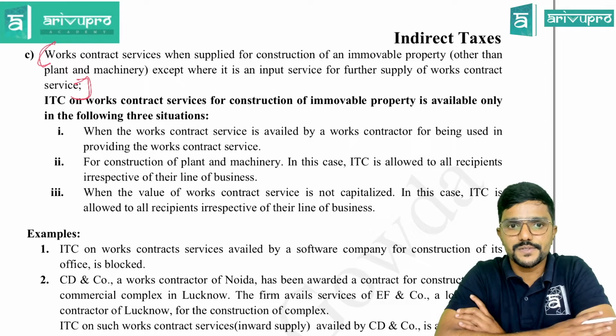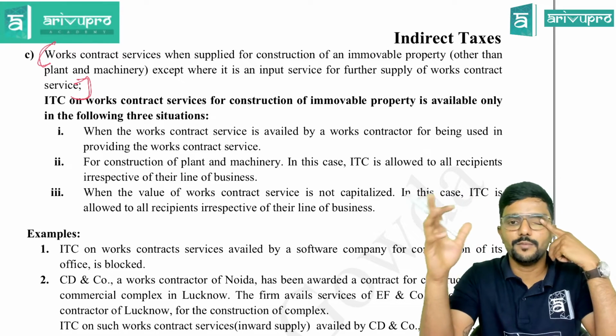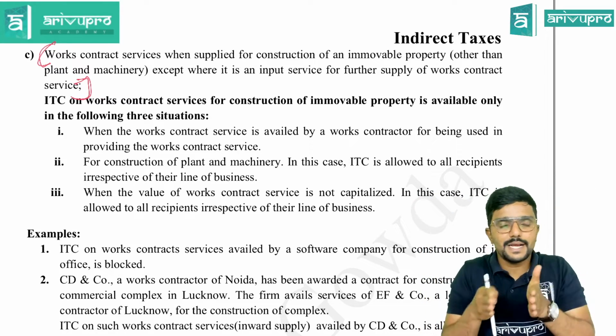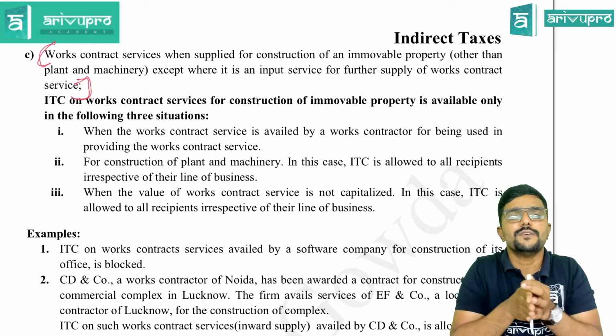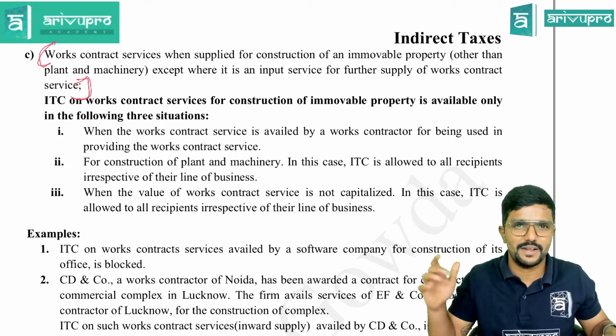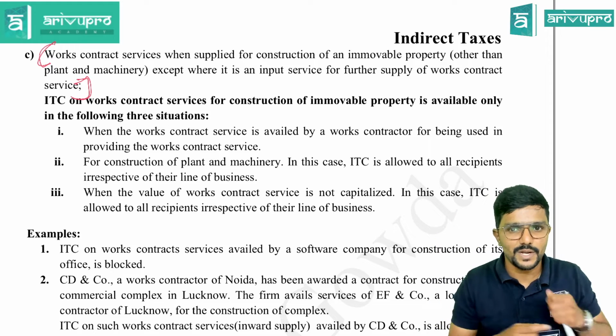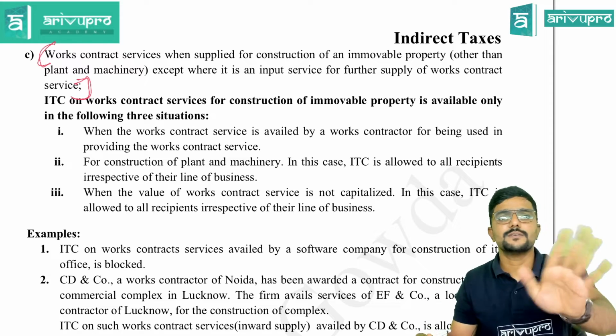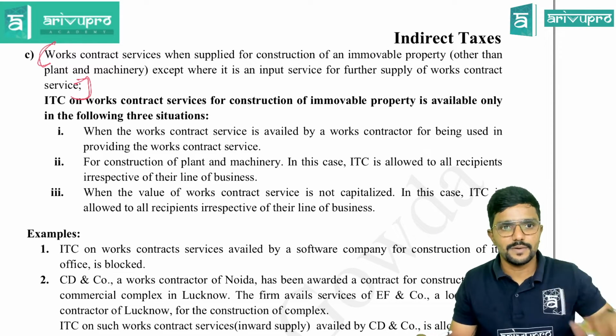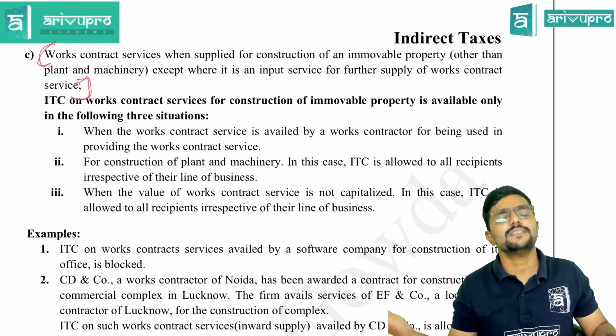Works contract services when supplied for construction of immobile property. That means I have taken works contract services for the construction of my immobile property. That is nothing but a building. Other than plant and machinery. So plant and machinery is not covered here. That means for plant and machinery, credit is available, guys.